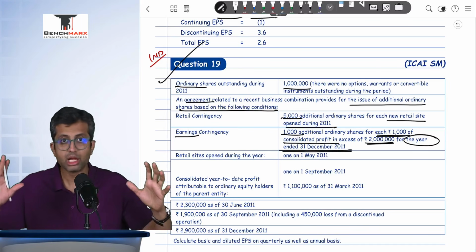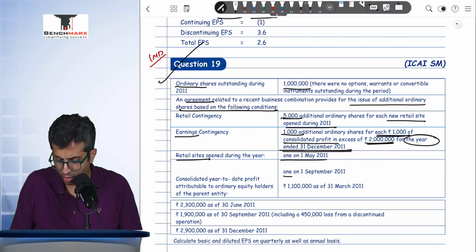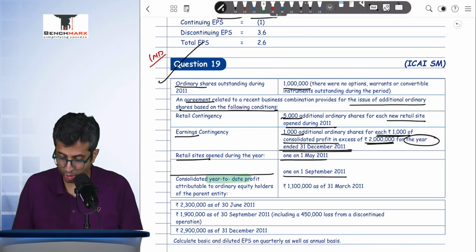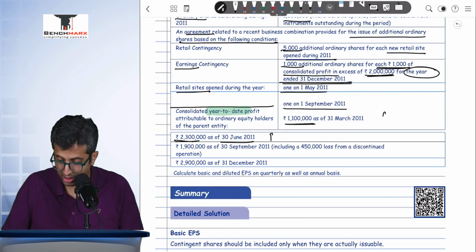So this is profits for the entire year. Retail sites opened are one in May 11 and then one in September 11. Next, consolidated year to date. This is not quarterly, this is year to date. Profit attributable to the ordinary shareholders is 11 lakhs. Then it is 23 lakhs as on 30th June. But this is year to date. That means this is for quarter 1.